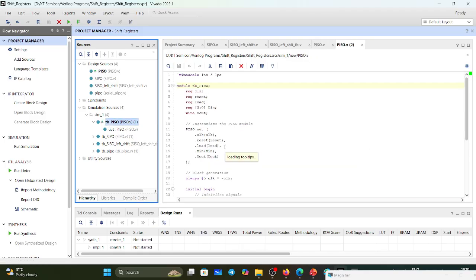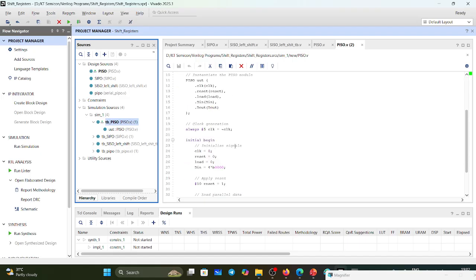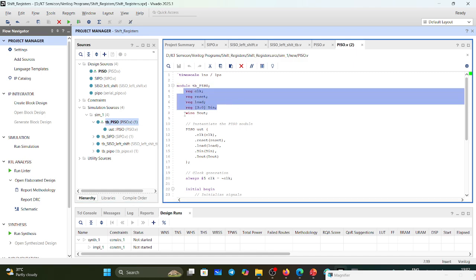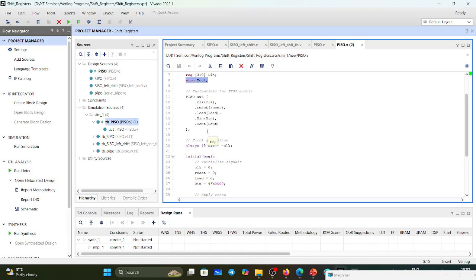Okay, parallel in, serial out. So here, module TB_PISO, with clock, reset, load, and d_in[3:0]. d_in we need to declare with reg data type, and d_out we need to declare with wire data type. And I'm instantiating the design.